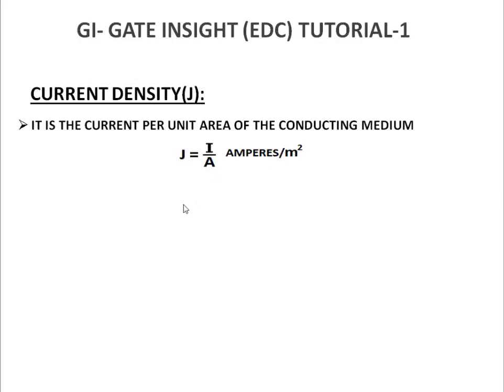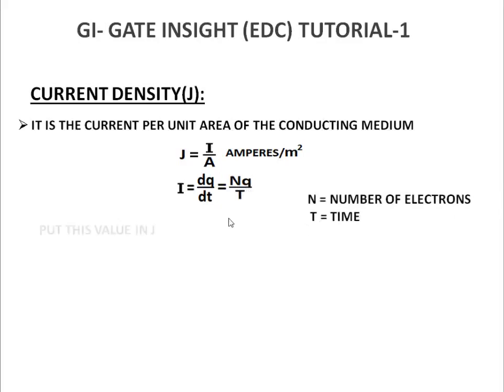Now one thing here, we know that current is the rate of flow of charge, so we can write it as dq divided by dt. We can also write this as nq divided by t. Here n is the number of electrons, q is the charge of an electron and t is the time. We can put this value of I, current, in the above equation of J. So we get J is equal to nq divided by tA.